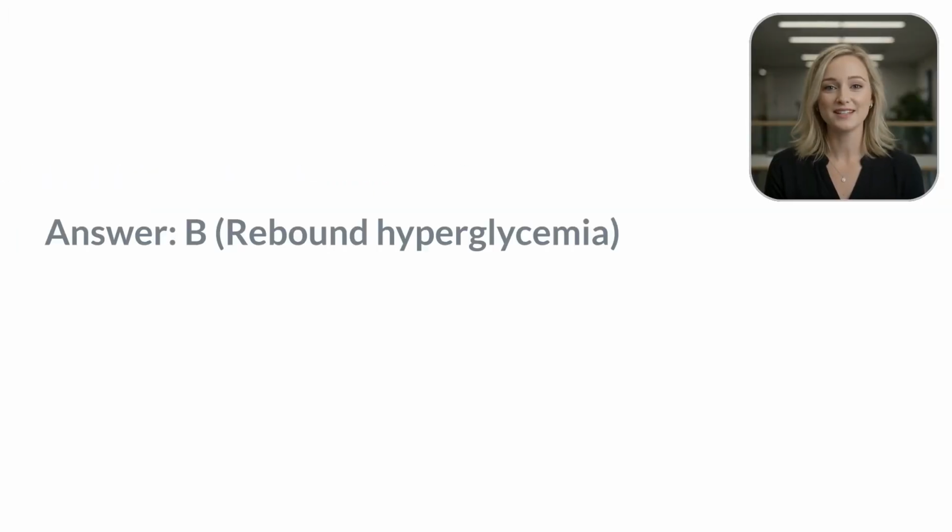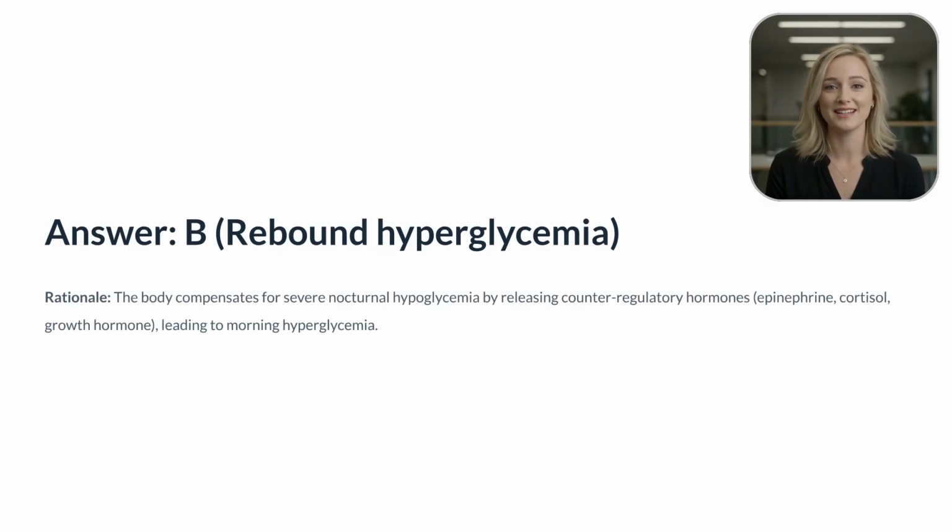What is the primary danger of the Somogyi effect? The answer is B, rebound hyperglycemia after night hypoglycemia. This occurs as the body releases counter-regulatory hormones to compensate for severe nocturnal hypoglycemia, leading to high morning blood sugar.